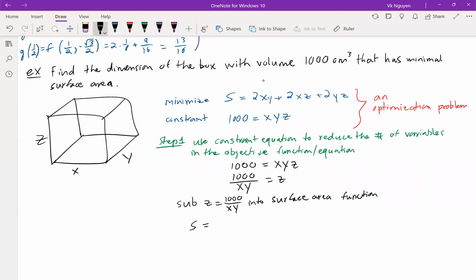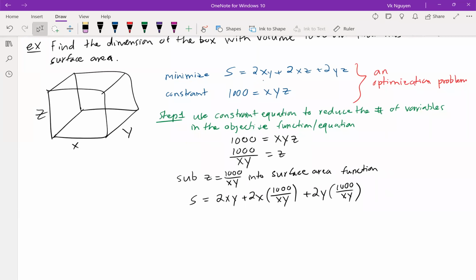S is going to be 2xy plus 2x, right? 1000 over xy plus 2y, 1000 over xy. Right? Okay, so once we finish the substitution, we have a function of two variables. From there, we can figure out the points in which it has a local minimum, a local maximum, right?